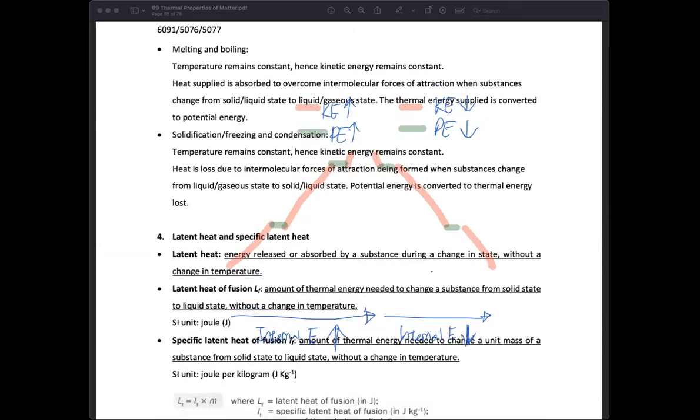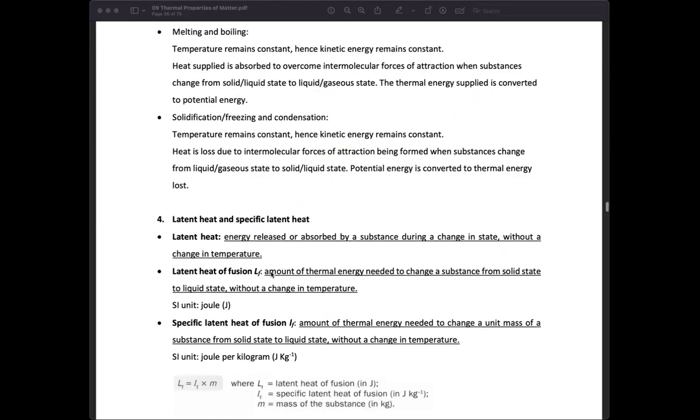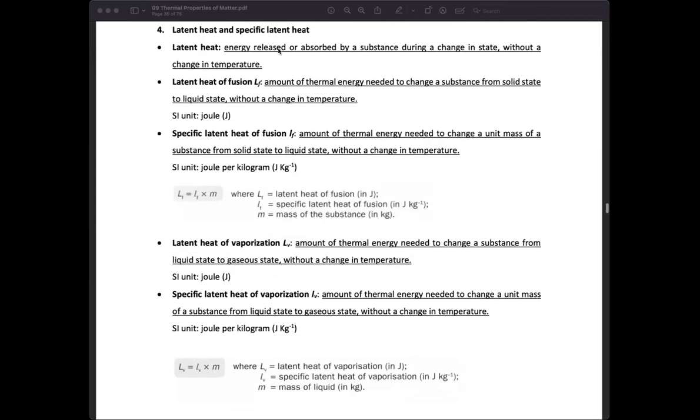Okay, so let me just finish up the revision of these notes. I'll give you the notes later today. So melting and boiling is when temperature remains constant, so KE remains constant. Okay, you all read this yourself. I mentioned this previously. When we talk about specific latent heat of fusion and specific latent heat of vaporization, for fusion, it is for a change between solid and liquid. Vaporization is a change between liquid and gas. Clear so far?